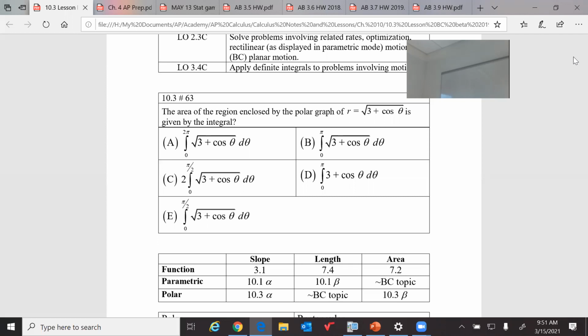Okay? So take a moment, graph that so you can find the limits, so you can identify which is the accurate expansion.